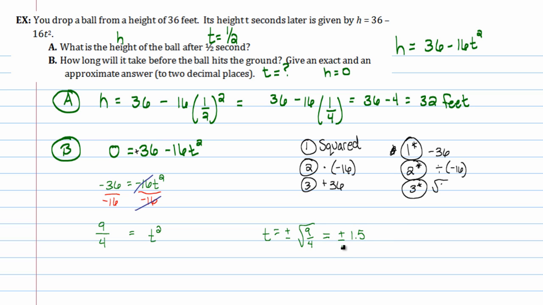Now let's talk about that minus part. t represents the amount of time that's passed. There's no such thing as a negative 1.5 seconds passing. So in real situations, often you can throw out the negative answer. So in reality, we're interested in t being 1.5 seconds, not a negative 1.5. By the way, just to let you know, you could have done all this without a calculator because the square root of 9 is 3, the square root of 4 is 2. So that is 3 halves or 1.5 as well.